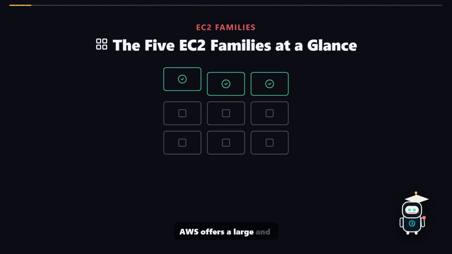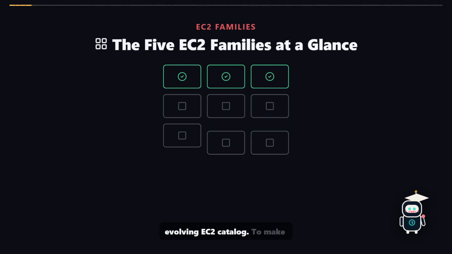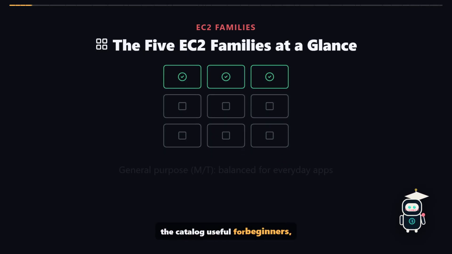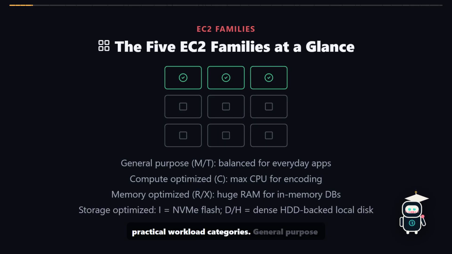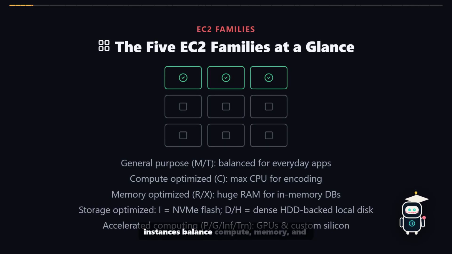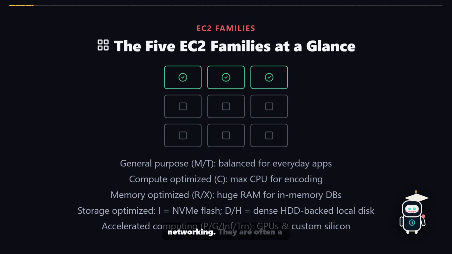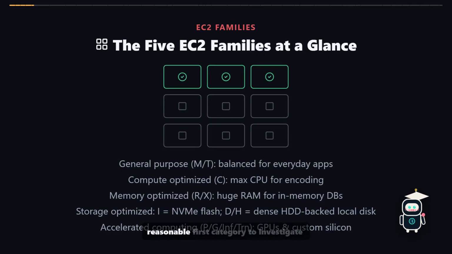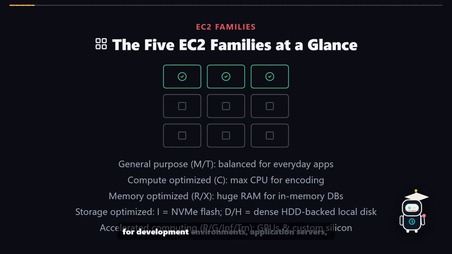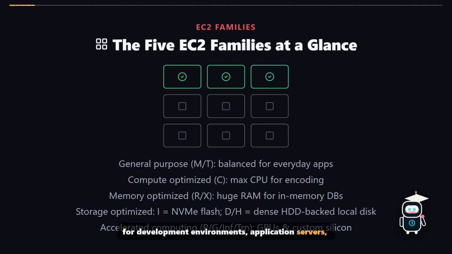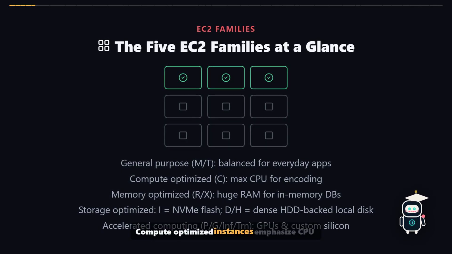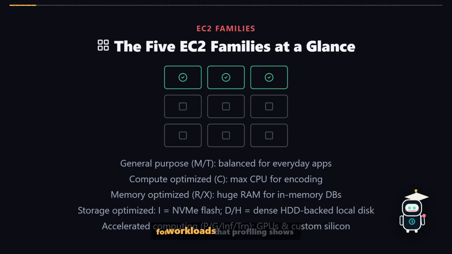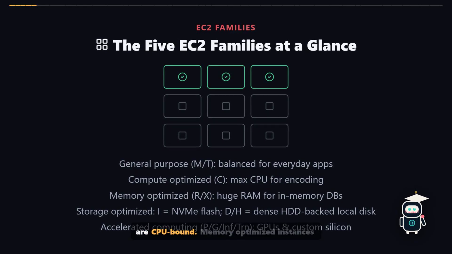AWS offers a large and evolving EC2 catalog. To make the catalog useful for beginners, this lesson starts with 5 practical workload categories. General-purpose instances balance compute, memory, and networking. They are often a reasonable first category to investigate for development environments, application servers, and many ordinary business workloads. Compute-optimized instances emphasize CPU performance. They can be appropriate for workloads that profiling shows are CPU-bound.